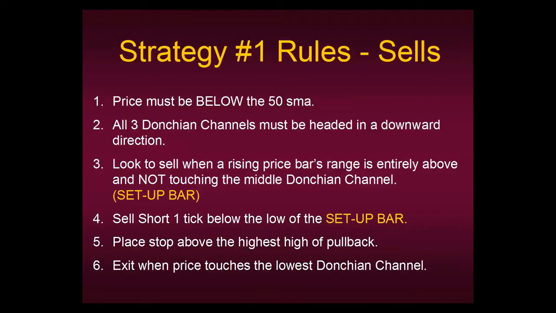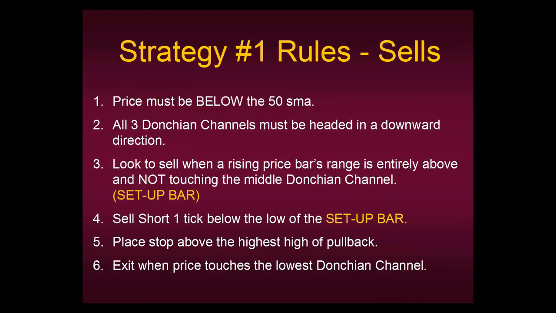Now these are the sell rules, okay? I'll leave them up for just a second. I'm not going to go over them. They're basically the exact same things, but just turned upside down. We're now going to be looking for price to be below the 50-period moving average. We want all three Dodgy channels headed lower. Now we're going to look to sell when a rising price bar is entirely above and not touching the midline.